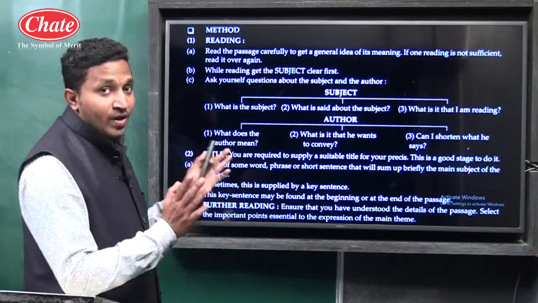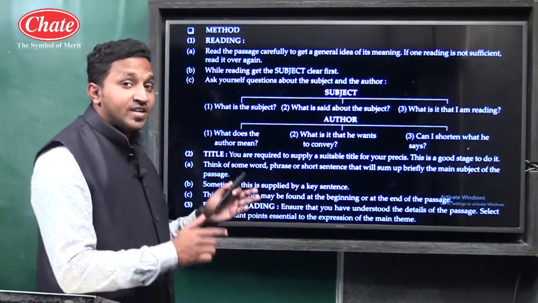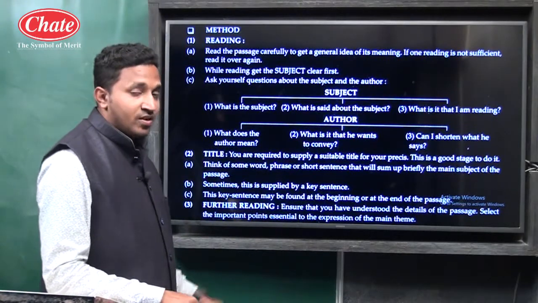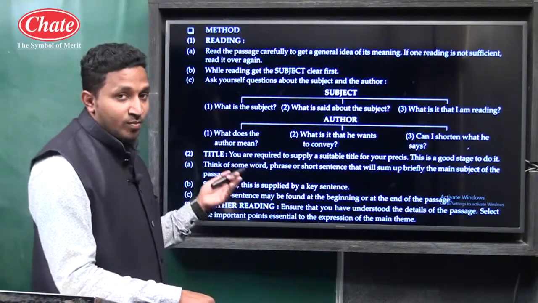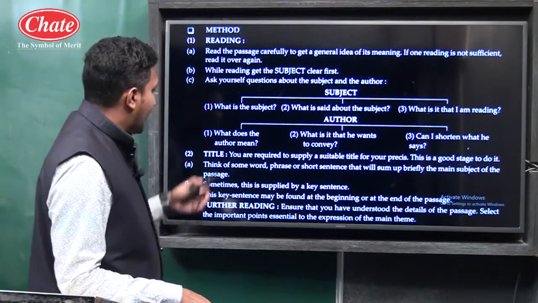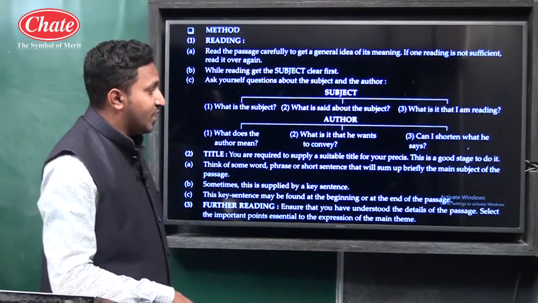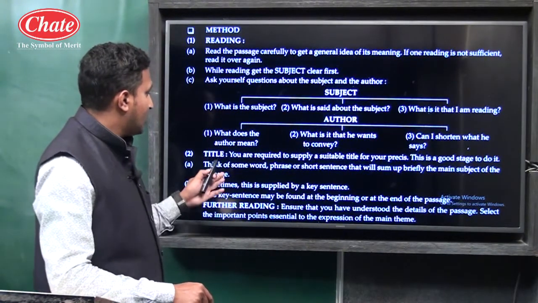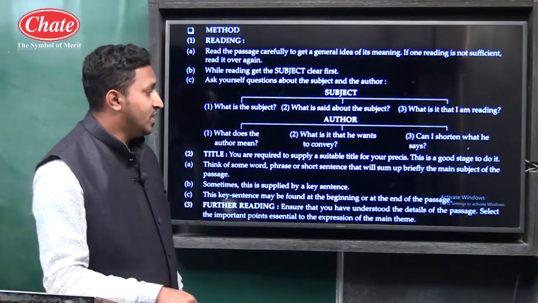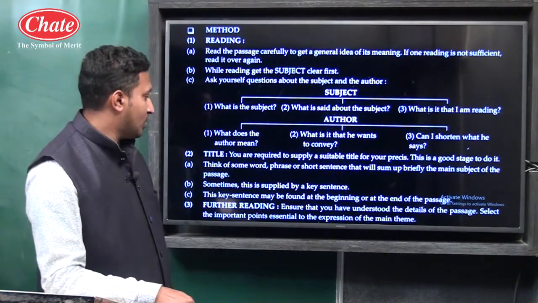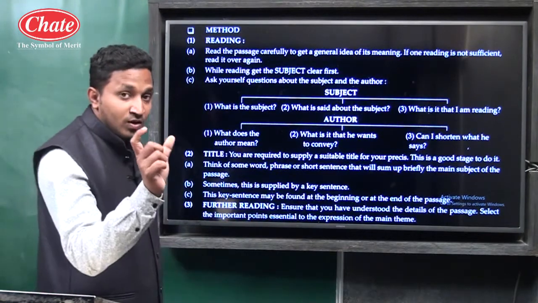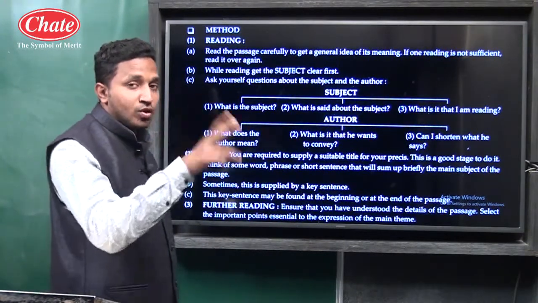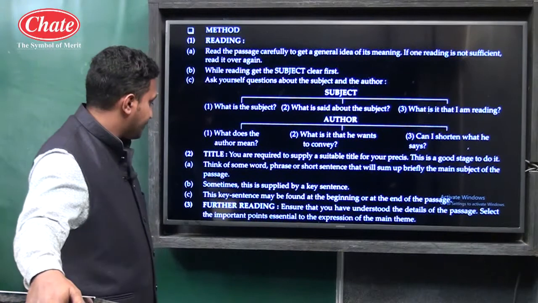Then the title. Whenever we are writing the summary, the title is very important. The title should be suitable for the given passage. If you don't write the title, you may lose half or 1 mark. So you are required to supply a suitable title for your precis or the passage. This is a good stage to do it. Think of some words, phrases or a short sentence that will sum up briefly the main subject of the passage. So one sentence, one word or one small phrase should be there, where the importance of the whole passage is captured in that title itself.